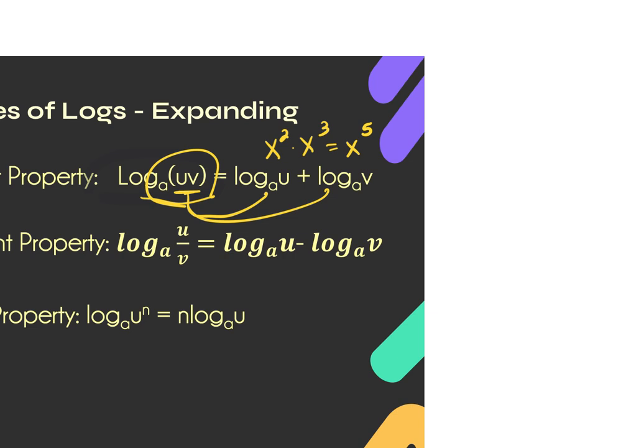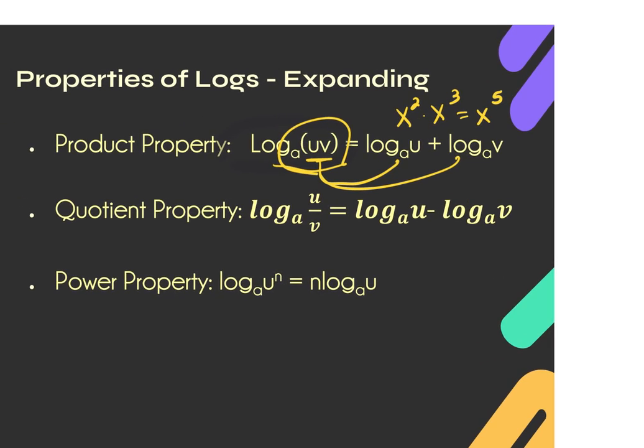Then the next one is the quotient property, and the quotient means divide, right? So if I have a quotient or a fraction where I'm dividing, when I break it apart, it becomes subtraction. And again, it comes from the rules of exponents. Like if I had x to the fifth over x to the second, what do I do with those exponents? I would subtract to get x to the third.